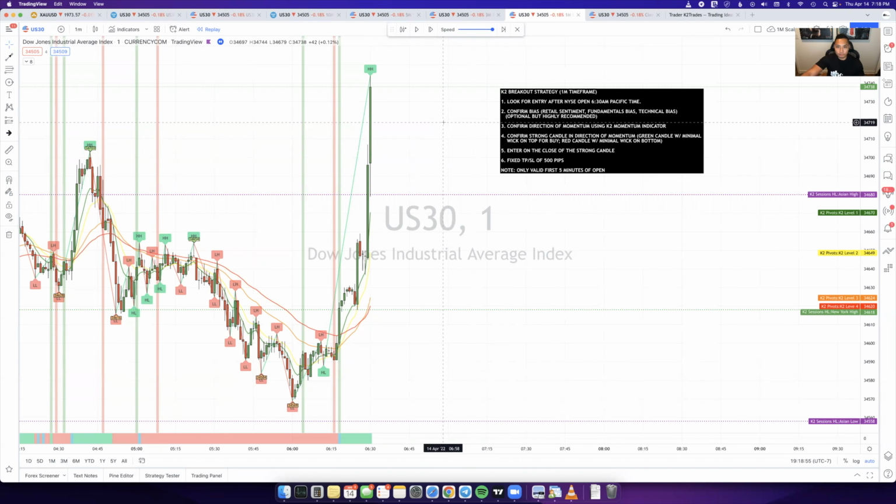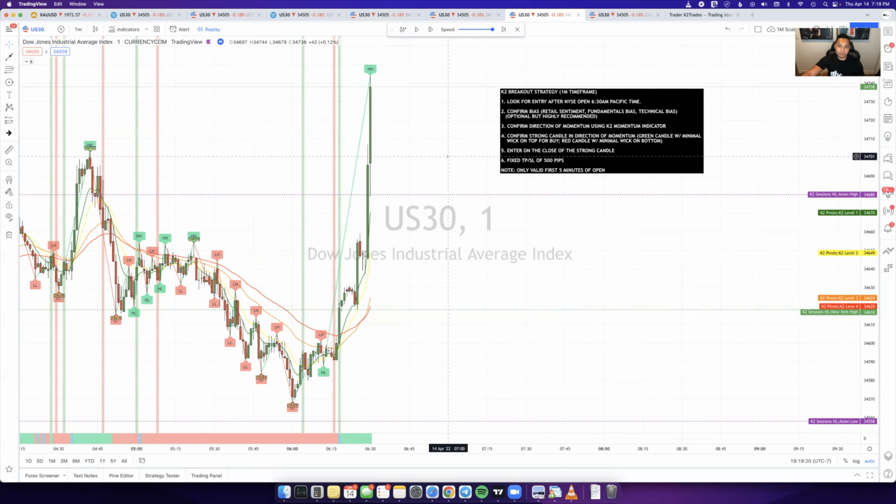So once you've confirmed the bias, which again is optional but highly recommended, you're going to go ahead and confirm the direction of momentum. This is the most important part so that you know which direction to be trading in as the market opens. In order to do that, you're going to use the K2 momentum indicator and look at the most recent signal. As you can see right here, we have a bullish buy signal. With that said, you're going to be looking only for buys at this point.